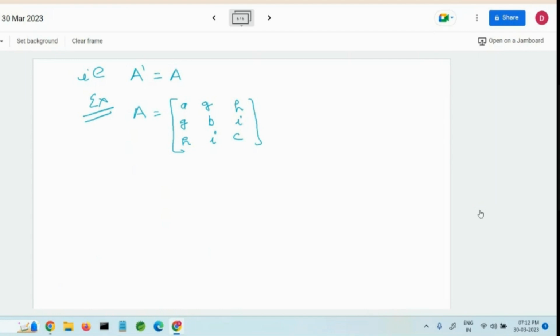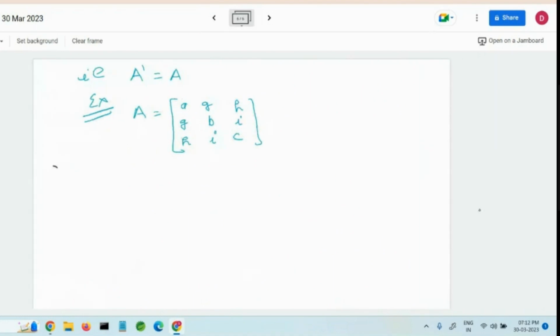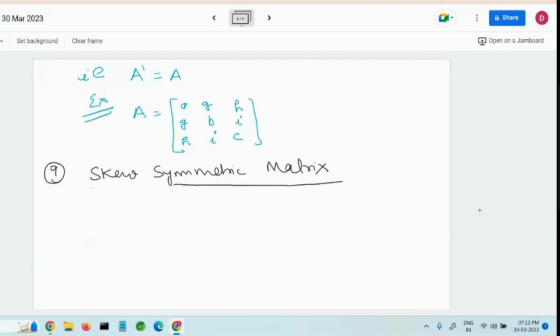Now the next is the skew symmetric matrix. The skew symmetric matrix. It is the ninth one. These definitions are important because they are used while solving the questions.